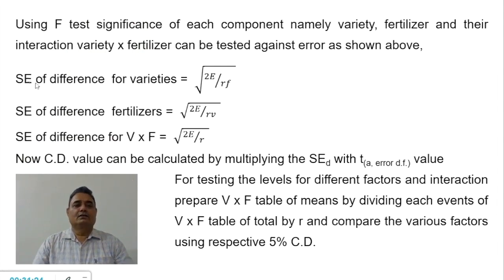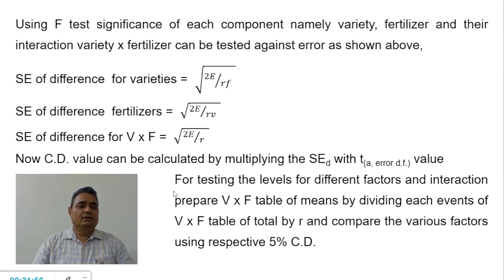Here, first of all, for computing critical differences, we have to find out the standard error of difference of varieties by this formula, 2 EMS upon RF. Standard error of difference for fertilizers is 2 EMS upon RV, and standard error of difference for their interaction is 2 EMS upon R. Now, this SED is multiplied with t at alpha and error degrees of freedom.